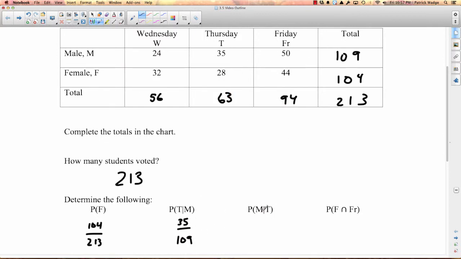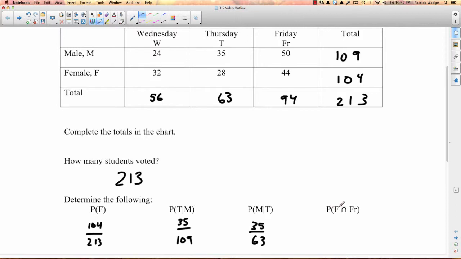Here's another conditional probability. It looks almost the same, except it's the opposite way around. This time, the occurrence that's already taking place is that it's a Thursday. So we're being told that the student chose Thursday. So if a student chose Thursday, in other words, it's in this column here, what's the probability that they're male? There were 63 kids who said Thursday. What's the probability that it was a male? Well, there's 35 males out of 63 total. Okay, so order is important when you're looking at this.